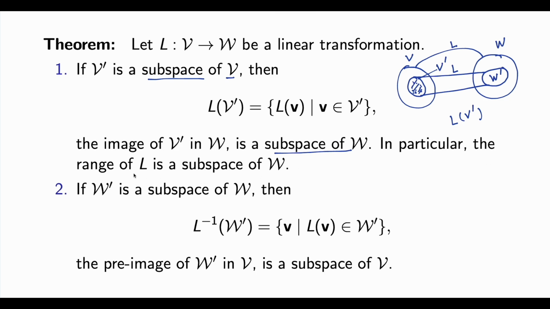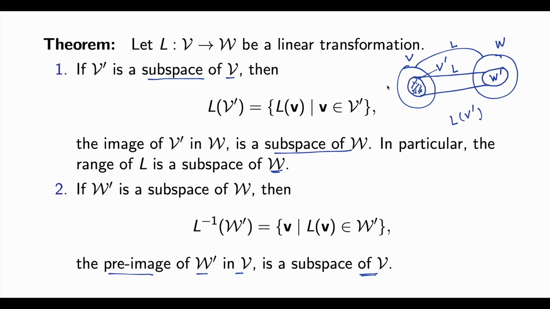And in particular, the range of L is a subspace of W. If W dash is a subspace of W, then L inverse of W dash, where L inverse is nothing but the pre-image, equals all those v in V such that L of v is in W dash. So the pre-image of W dash in V is a subspace.